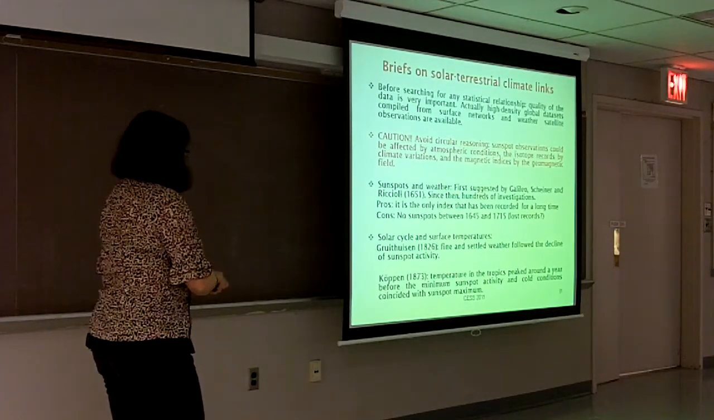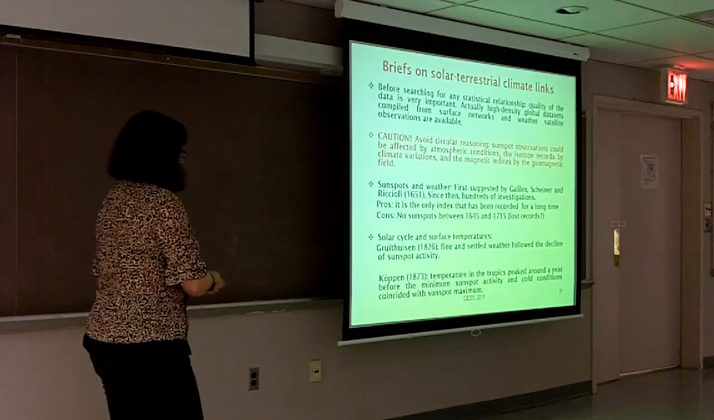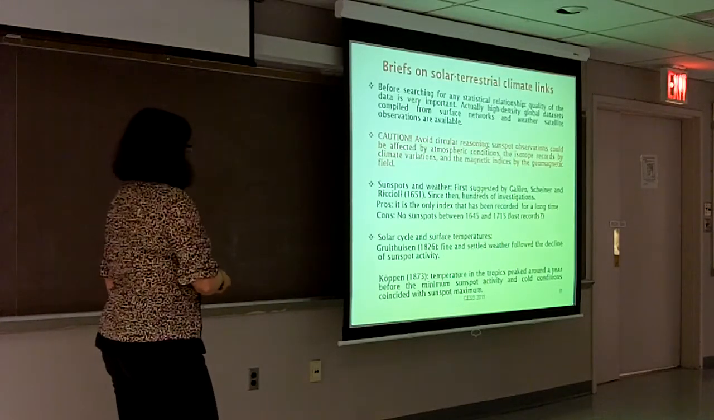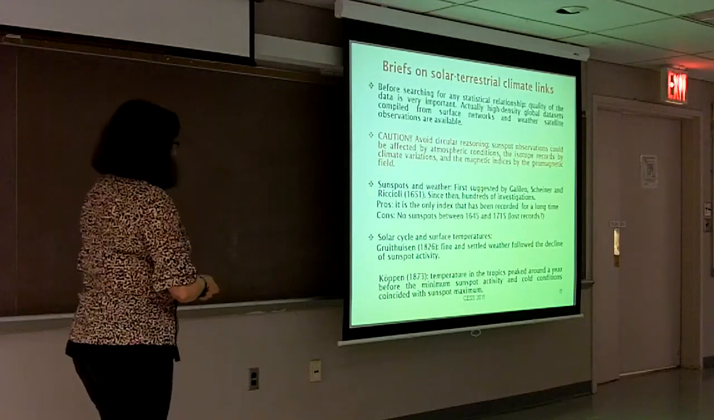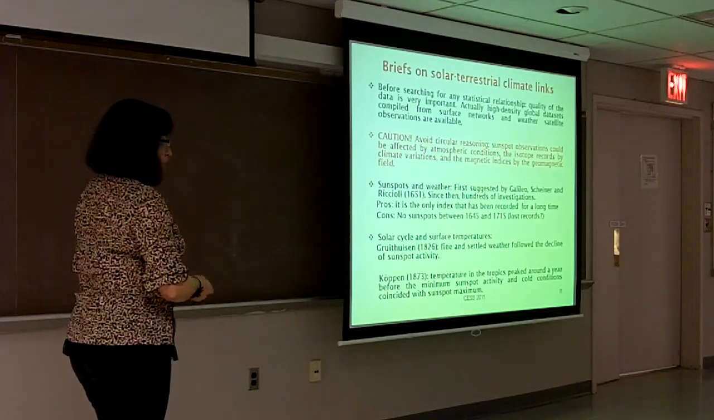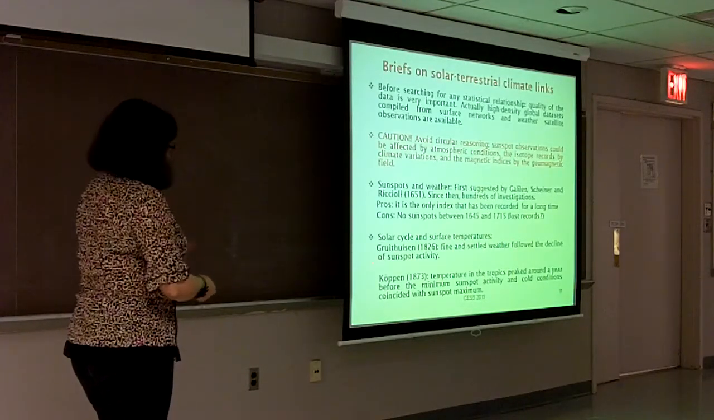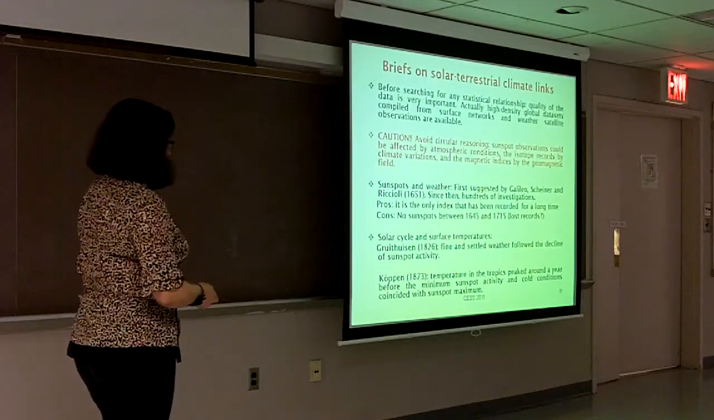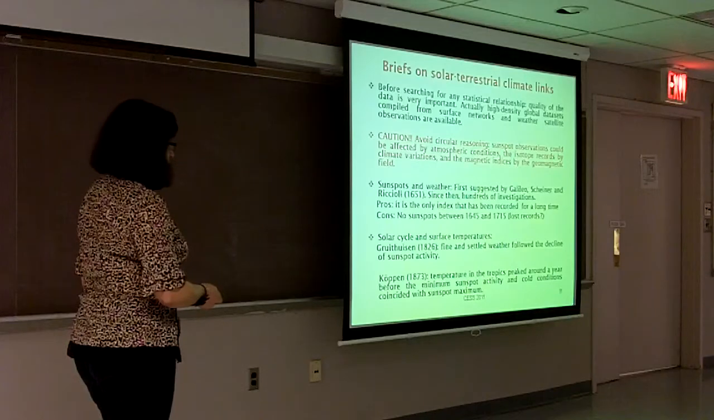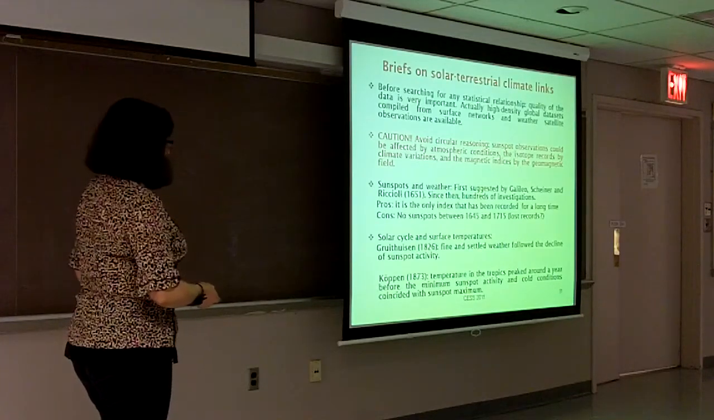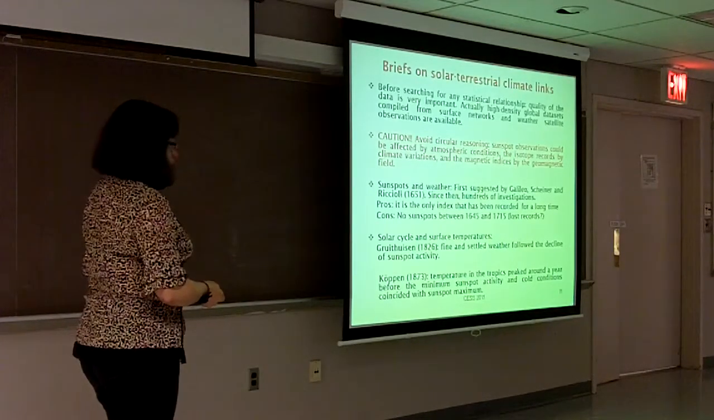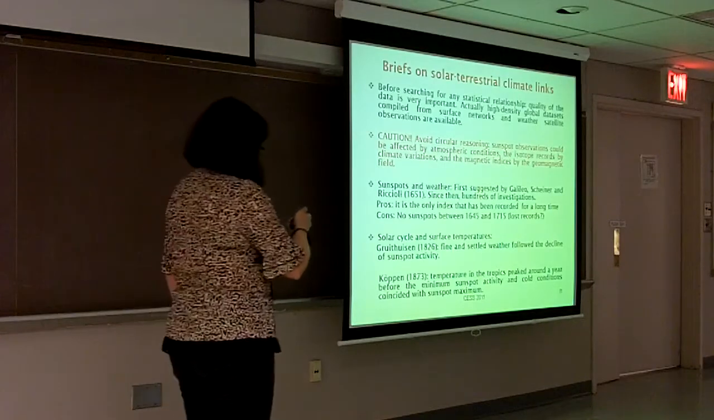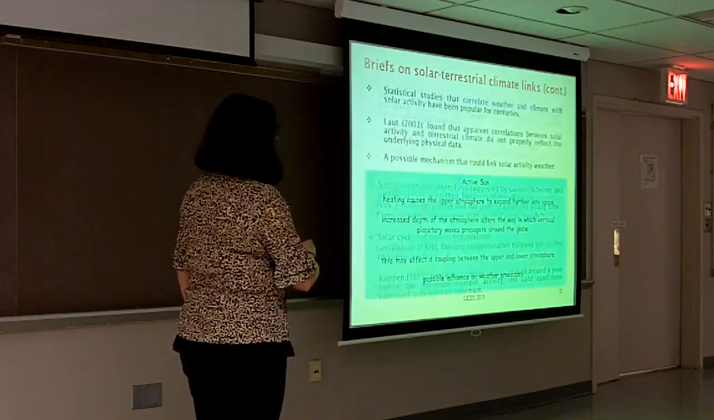So what about the solar cycle and surface temperature? In 1826, fine and settled weather followed the decline of sunspot activity. Köppen, years later, found that the temperature in the tropics peaked around a year before the minimum sunspot activity, and then cold conditions coincide with the sunspot maximum. So you have lots of work.